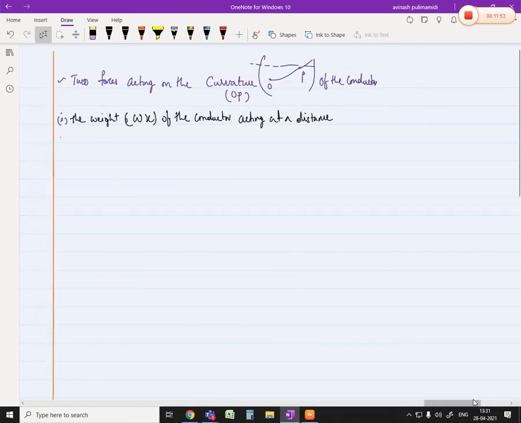Yes, students. So at a distance of x by 2 from O. O is nothing but the midpoint. Okay. So what is the next point? The second point that can be taken here is the tension. The tension T acting at point O.